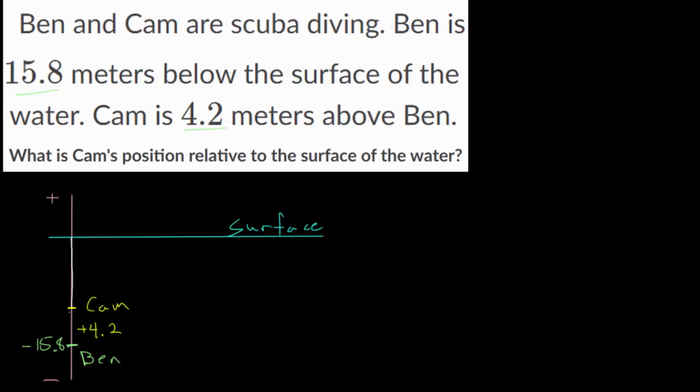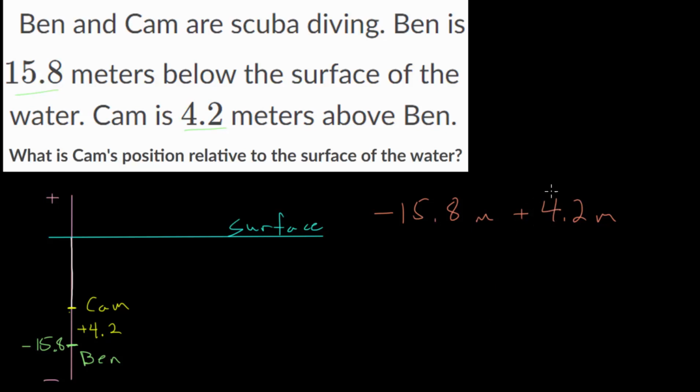So we can set up that problem. We have Ben's position, which is minus 15.8 meters, and we will add how far Cam is above Ben, which is 4.2 meters. So we have this arithmetic problem with negative and positive numbers. Now, there are several approaches we could take. One is that we could just use a calculator, but let's practice without a calculator.